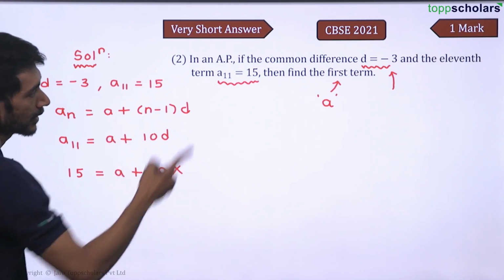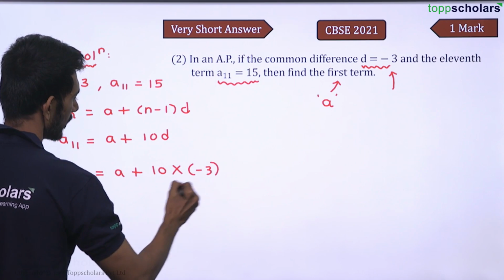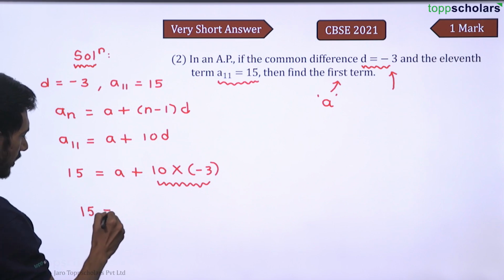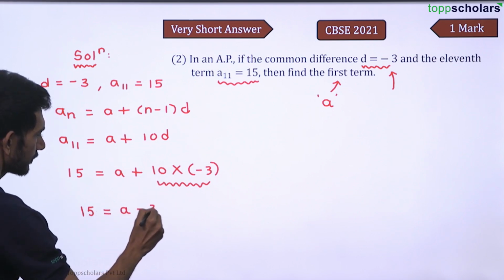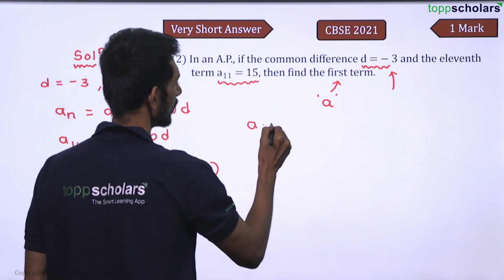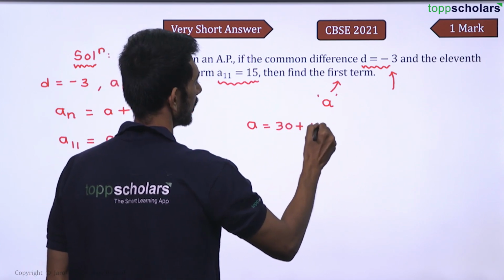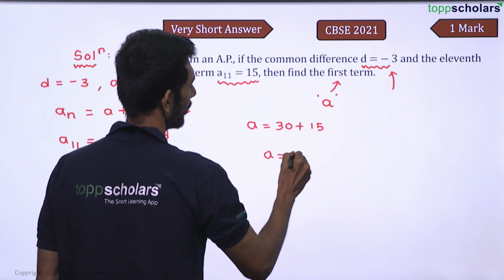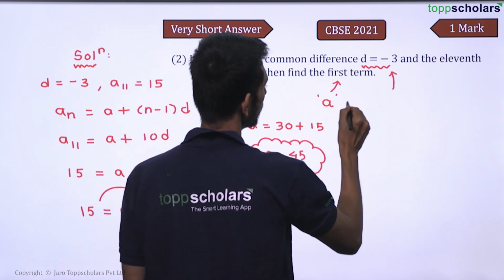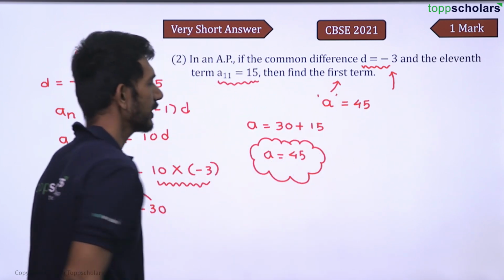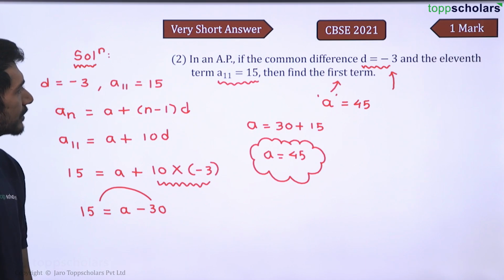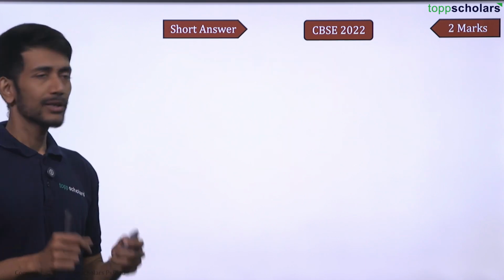How much is D? Okay, D is negative 3. So 10 into minus 3 is minus 30. So 15 is equal to A minus 30. Minus 30 goes on the other side. So can I say A will be equal to 30 plus 15. So the value of A that you get is 45. Yes, the first term is 45. So 45 is the correct answer. Easy, simple. I hope you are understanding this. Shall we continue? Perfect. So let's have a look at a new question now.